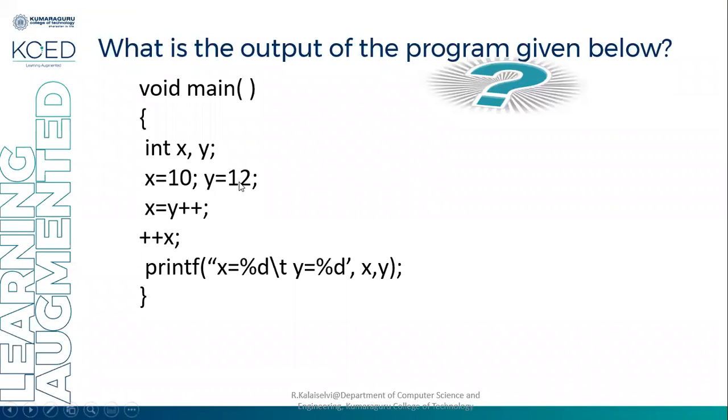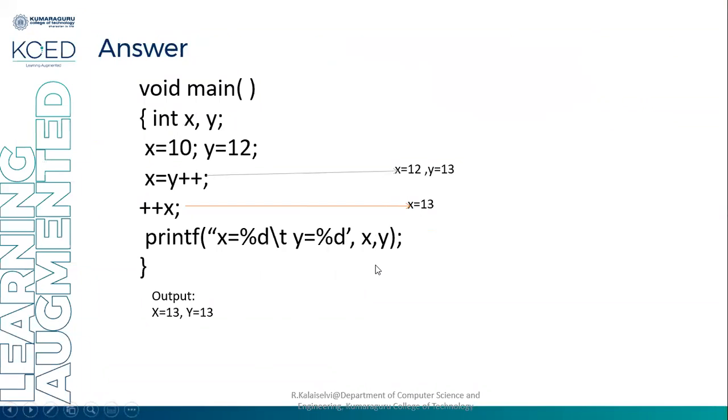The y value is 12. 12 will get assigned into x. So x value becomes 12. Then y++, then ++x. y++ means y value becomes 13 now. Then ++x, that means x value becomes 13 now. When you print x equal to %d, \t is for tab space, y equal to %d, the x value is 13 and y value also 13 will get printed. This is the output.